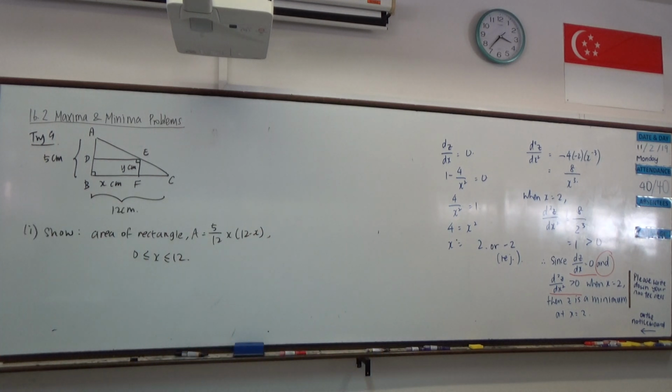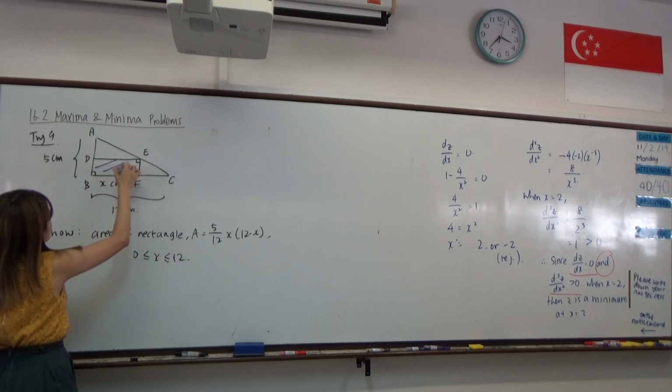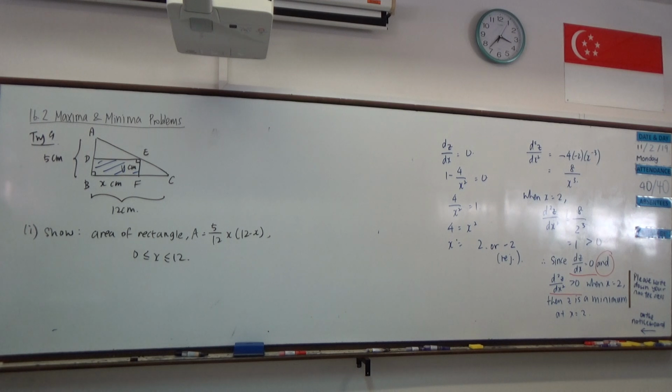Let's look at try 9. We are given a right angle triangle ABC having a base of 12 cm and a height of 5 cm. Okay, then there's a rectangle BDEF with length x cm and breadth y cm inscribed in it. So it is shown in this diagram. Okay, part 1, we want to show that the area of the rectangle is going to be 5 over 12 x times 12 minus x.